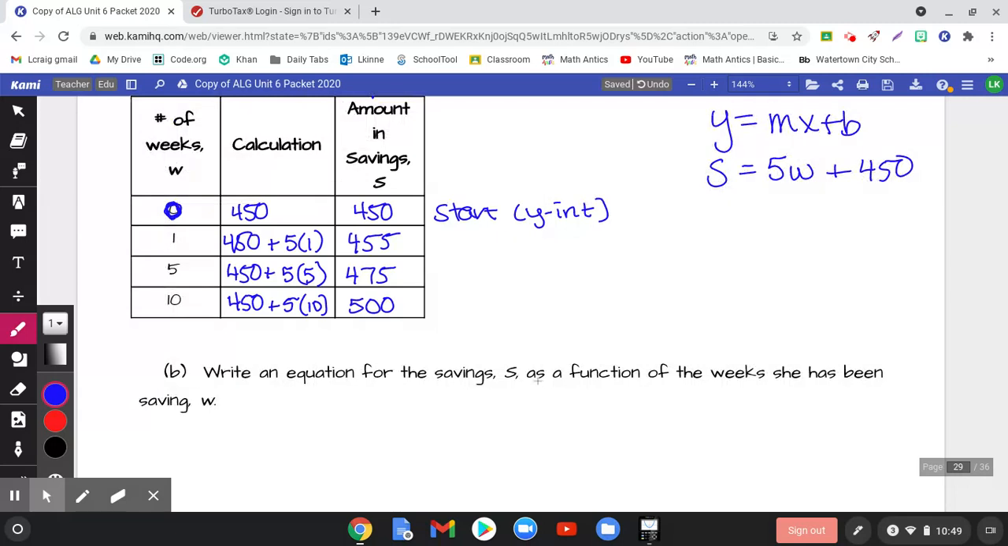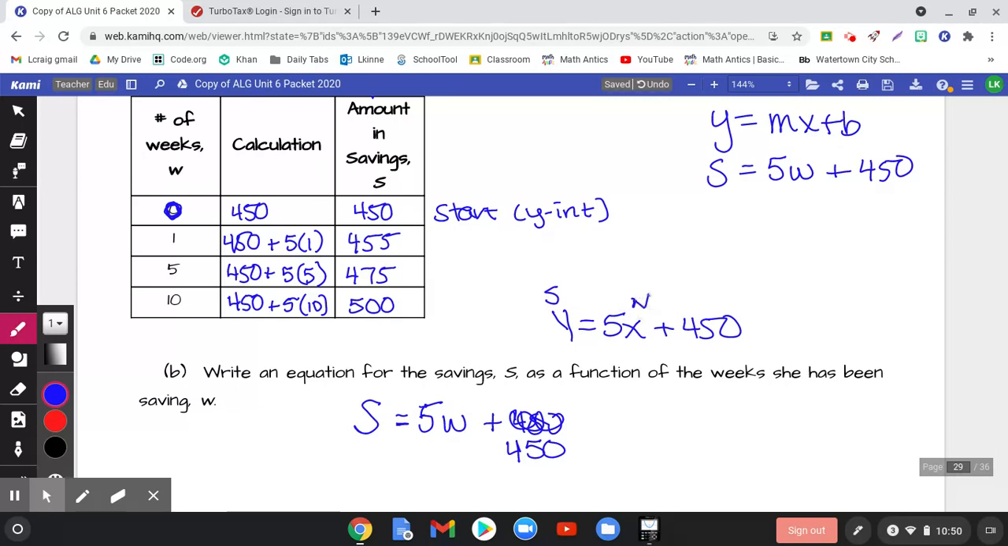So write an equation for the savings. It's capitalized, just like you capitalize the beginning letter of a sentence. So the savings are y equals, which is S equals 5 times the number of weeks plus $450. If it's easier, start with y equals, so you know your slope is 5x and your y-intercept is $450. And then just replace the y and the x with S and W.